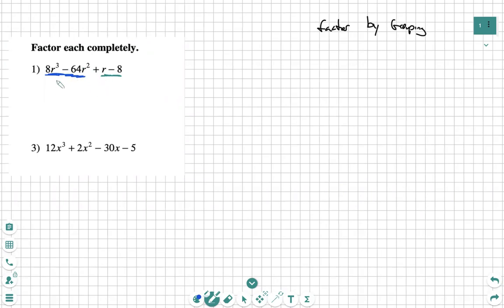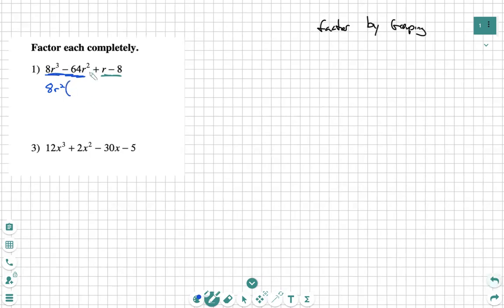We're going to see that the GCF for the first blue underlined mark is 8r squared. We can tell that there's an r squared in both of them, and there's an 8 that is also a factor of both of them. When we take out an 8r squared, we are basically dividing these numbers by that number. If we take out an 8r squared, what is left?